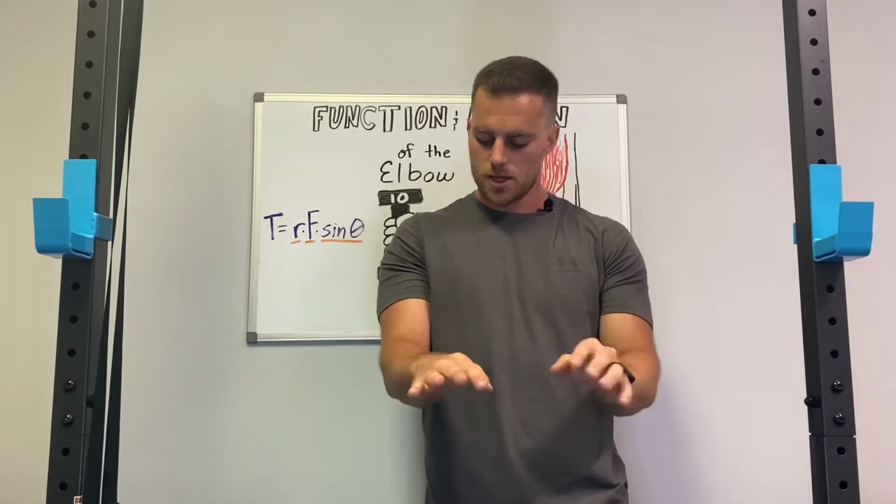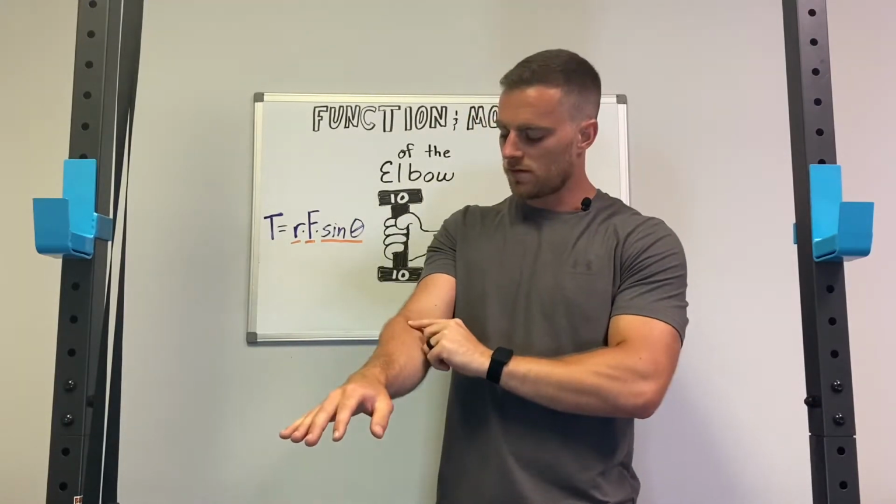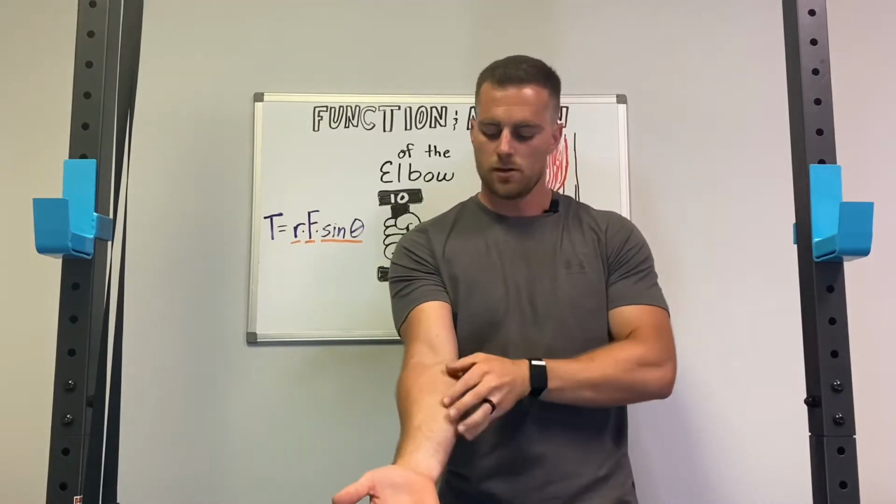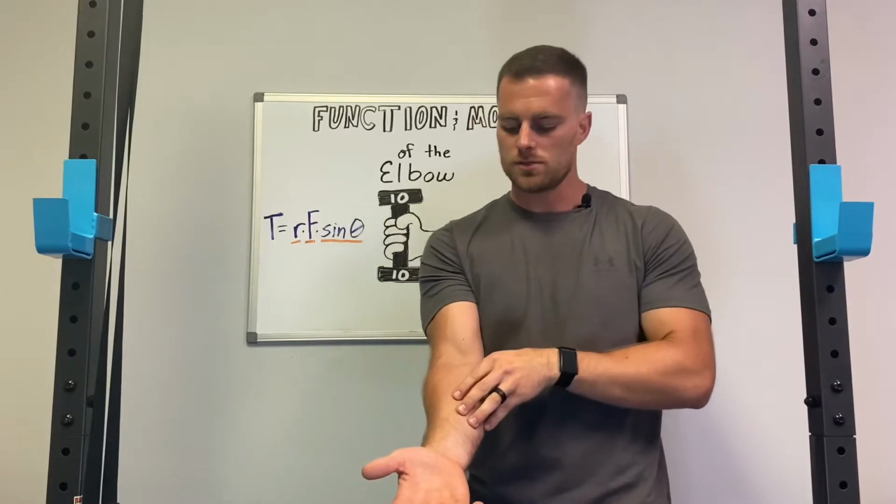And that's accomplished by the pronator teres muscle, which is kind of on the inner forearm here, as well as the flexor group, which is on the medial and anterior portion of the distal arm.